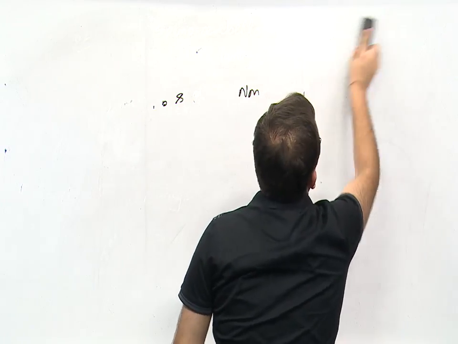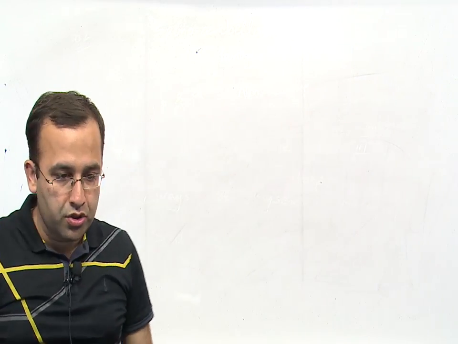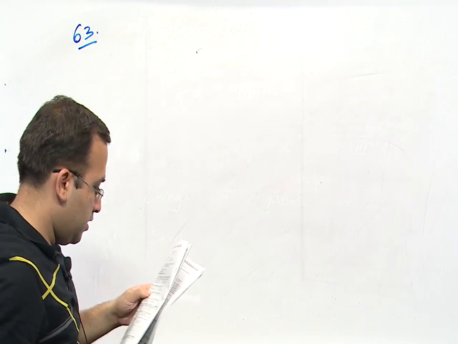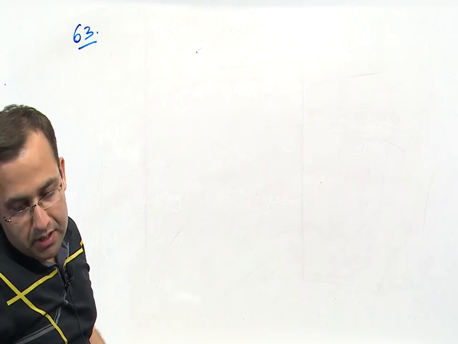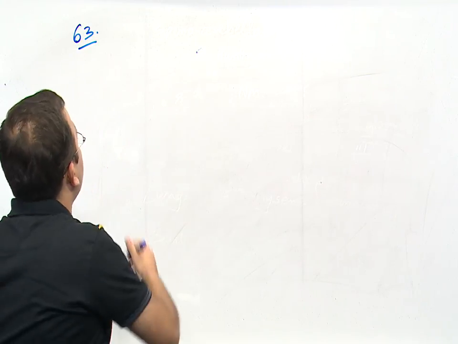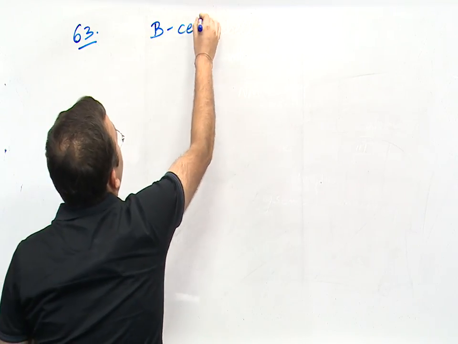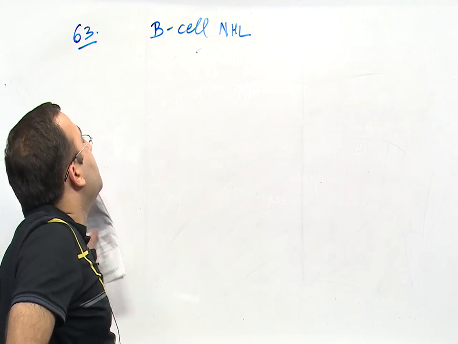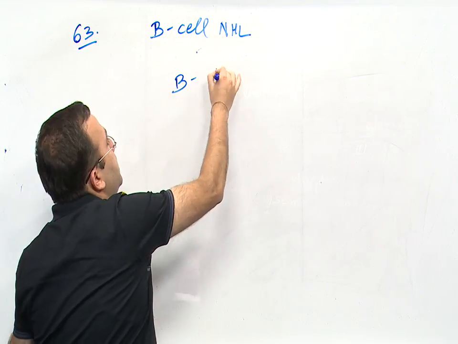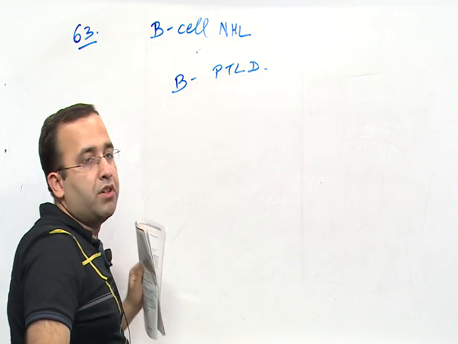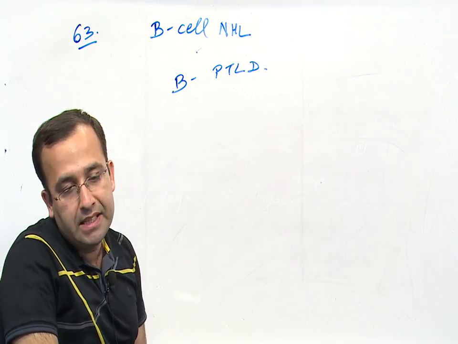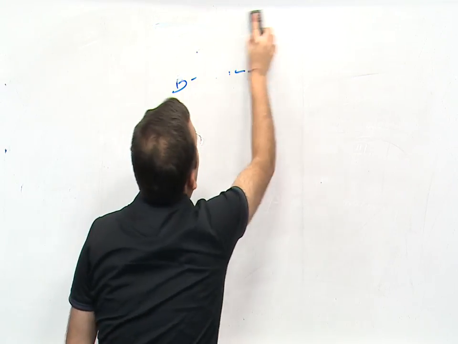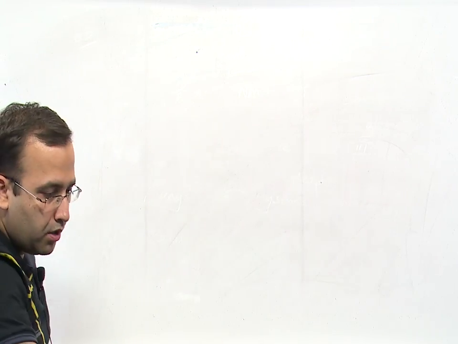Next, question 63. Post-transplant lymphoma. This is extremely easy. Post-transplant, it is a B-cell NHL. Nothing to explain in this. This is also called B post-transplant lymphoproliferative disorders. It is a subtype of B-cell NHL.